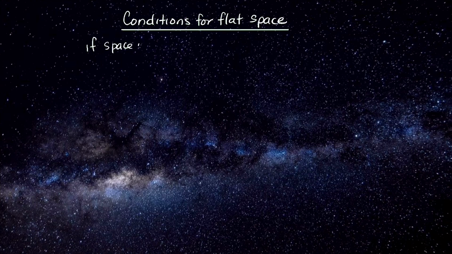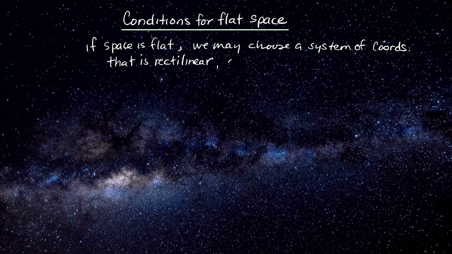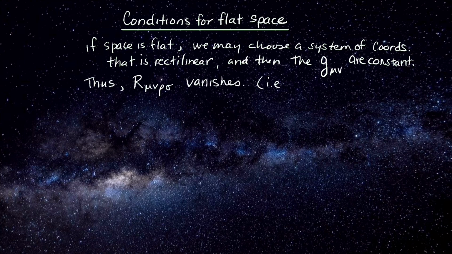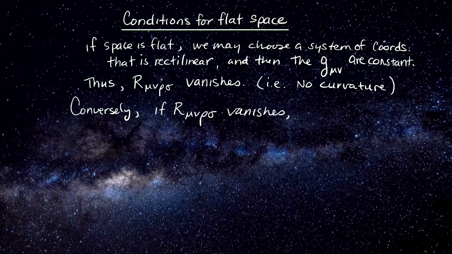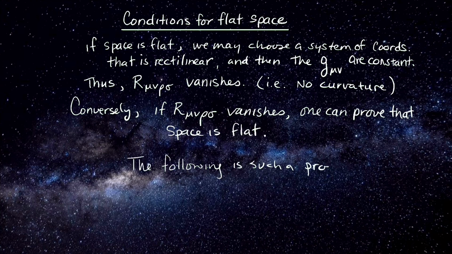So, conditions for flat space. If space is flat, we may choose a coordinate system that is rectilinear, and then the g mu nu are constant. This would then make our curvature tensor vanish because there's no curvature. Conversely, if our curvature tensor vanishes, then one can prove that the space is flat. So the following is such a proof.